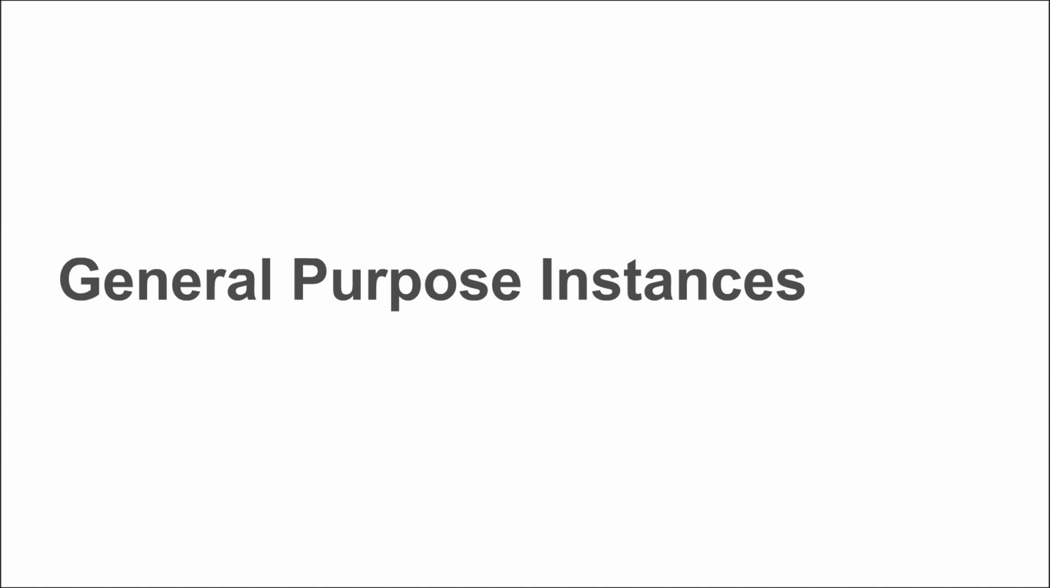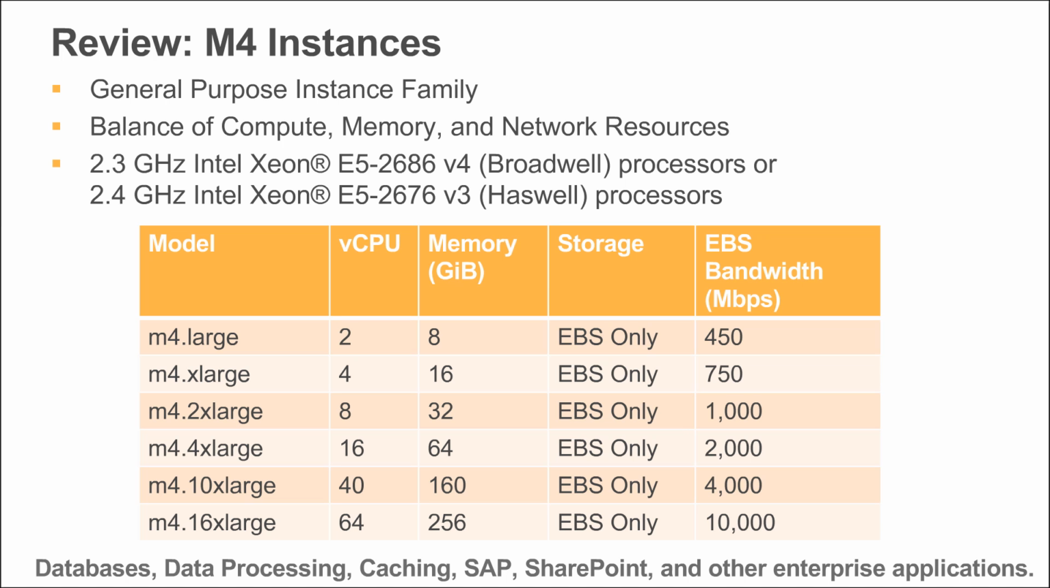All right, so let's start diving into the instances themselves, and we'll start with the general purpose category. These are instances that are balanced in terms of resources that are available to them and are pretty well suited for most workloads. The first one we'll talk about is the M4 family. The M4 instances launch with either Haswell or Broadwell processors and have a good mix of resources like compute, memory, and network performance. They come in a lot of different sizes, which can support many workloads, big and small.